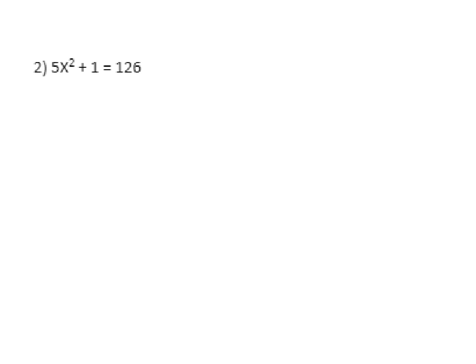Example 2, we have 5x squared plus 1 equals 126. So once again, we're trying to get the x squared by itself. We're going to solve just like we would a linear equation. So we're going to subtract this 1 from each side first. We're going to bring down that 5x squared. 126 minus 1 will give us 125.